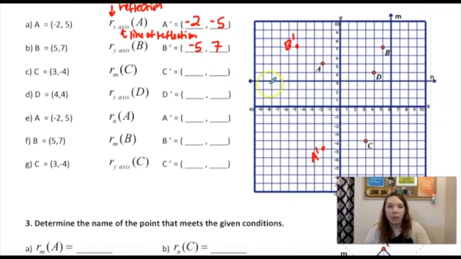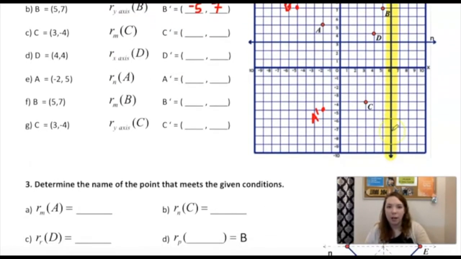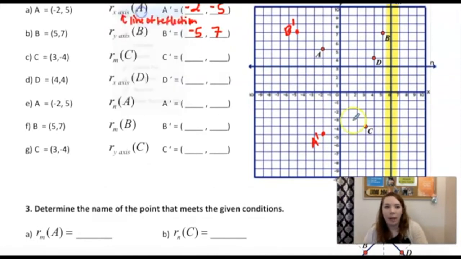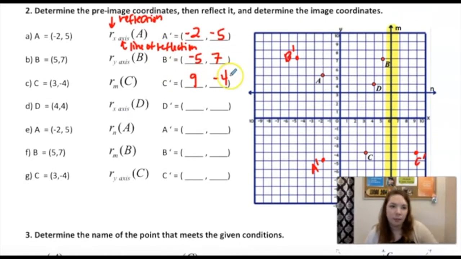For this one, C is at 3, -4. They already plotted that for us. And they want us to reflect over line M, which is this one, lowercase m up there. We have 1, 2, 3 to get to the middle, 3 on the other side will put us at 9, -4. They want us to reflect point D over the x-axis. D's right here at 4, 4. It's going to take us 4 to get to the x-axis, 4 more will put us at 4, -4.